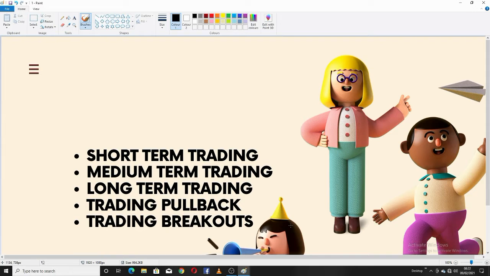We are continuing with our trading course. In the last lesson, we talked about short-term trading. We explained medium-term trading, long-term trading, and then we explained pullbacks and pullback trading strategies, or how to trade pullbacks. This might have been a mistake because we talked about pullbacks, not breakouts.